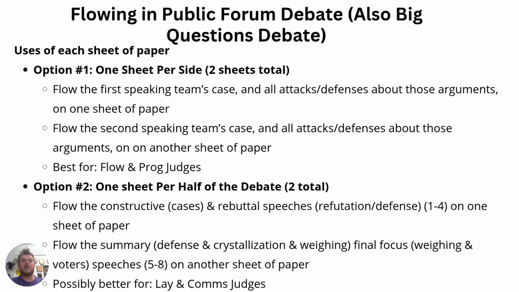Now let's talk about flowing in public forum debate, but also flowing in big questions debate because they have the same number of speeches and the same overall structure. The first option for flowing public forum debate that is commonly used is flowing each side's case on its own sheet of paper. So you'd flow the first speaking team's case and all of the attacks and defenses about those arguments on the first column of one of your sheets of paper, and then you'd flow the second speaking team's case and all of the attacks and defenses about those arguments on another sheet of paper.